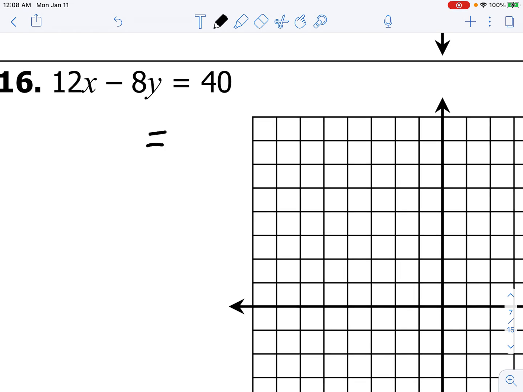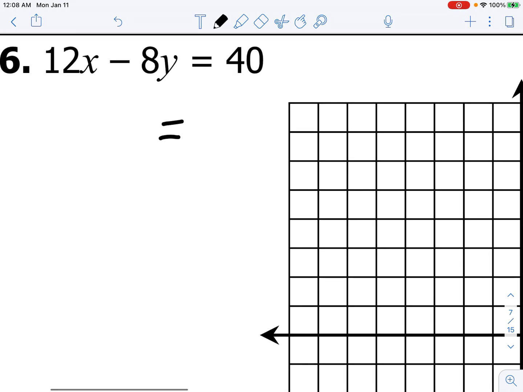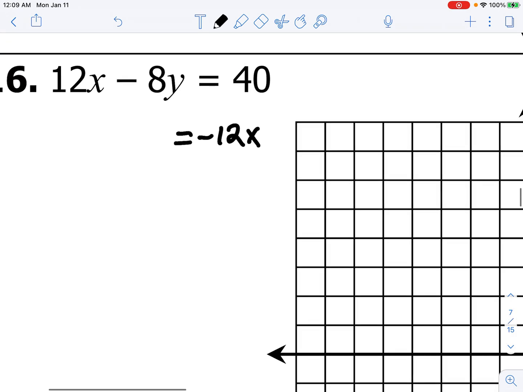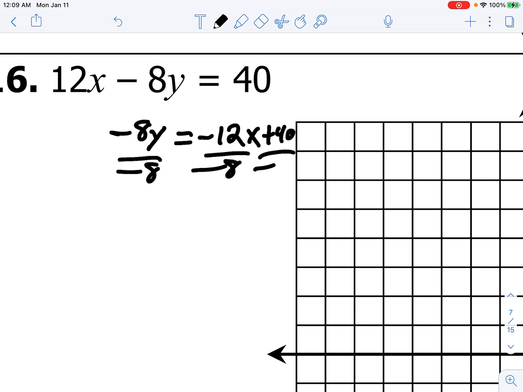By now, it's probably getting pretty tedious, and hopefully everybody's starting to kind of memorize the process of changing this into y equals mx plus b. Okay, so step 1, take the x, move it to the other side, and change the sign. Step number 2, drop the y down, drop the number down. Step number 3, divide all the way across.